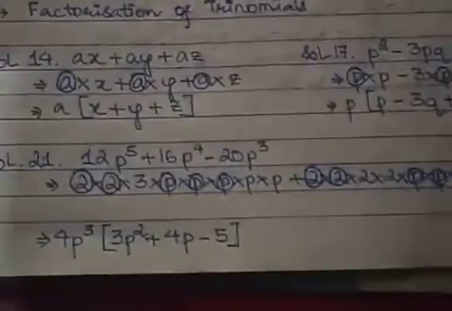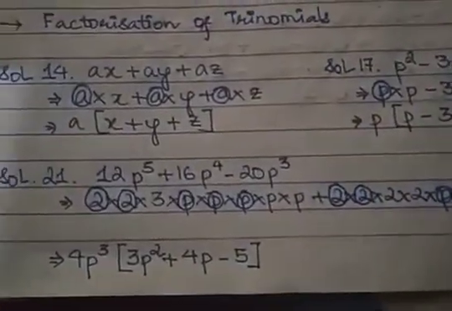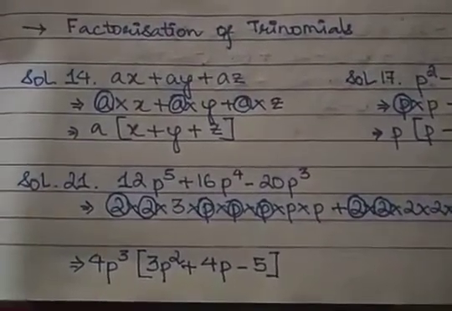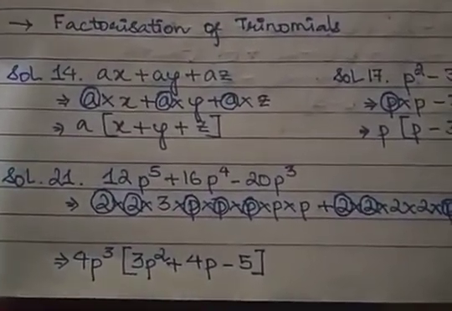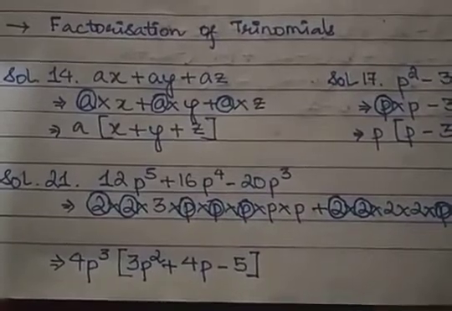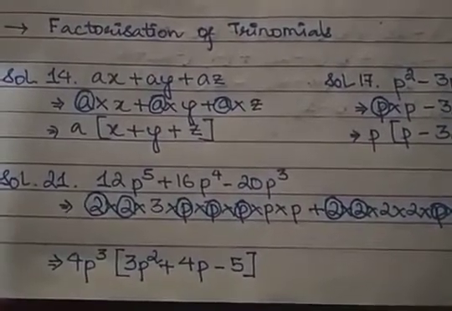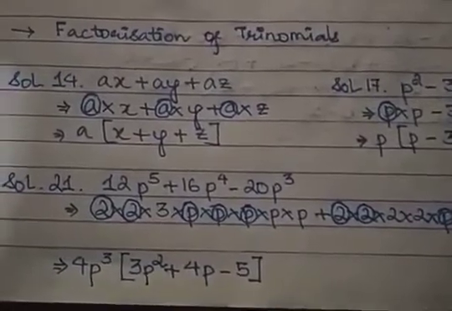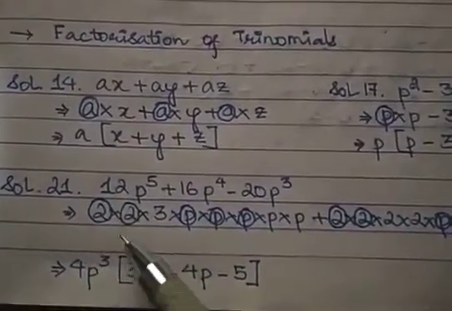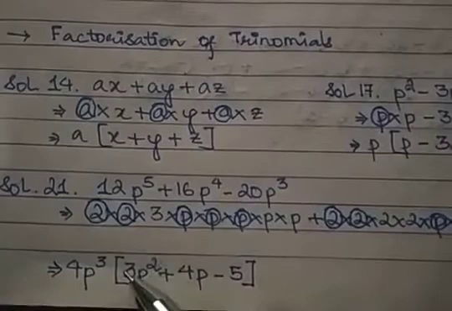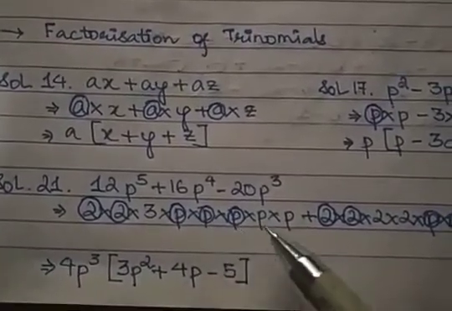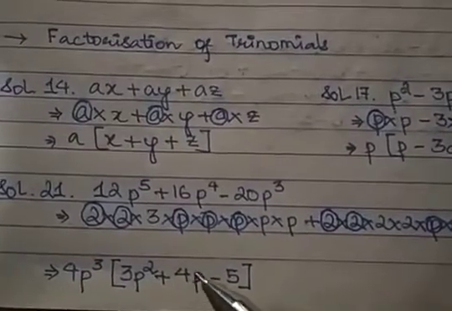Okay, and finally the last question for today. Again, we have a trinomial, and we have here 12p to the power 5 plus 16p to the power 4 minus 20p to the power 3. Again, for the constant term 12, I have taken the prime factors of 12 as 2 into 2 into 3 into p to the power 5. It can be expressed as p into p into p into p into p, 5 times, isn't it?